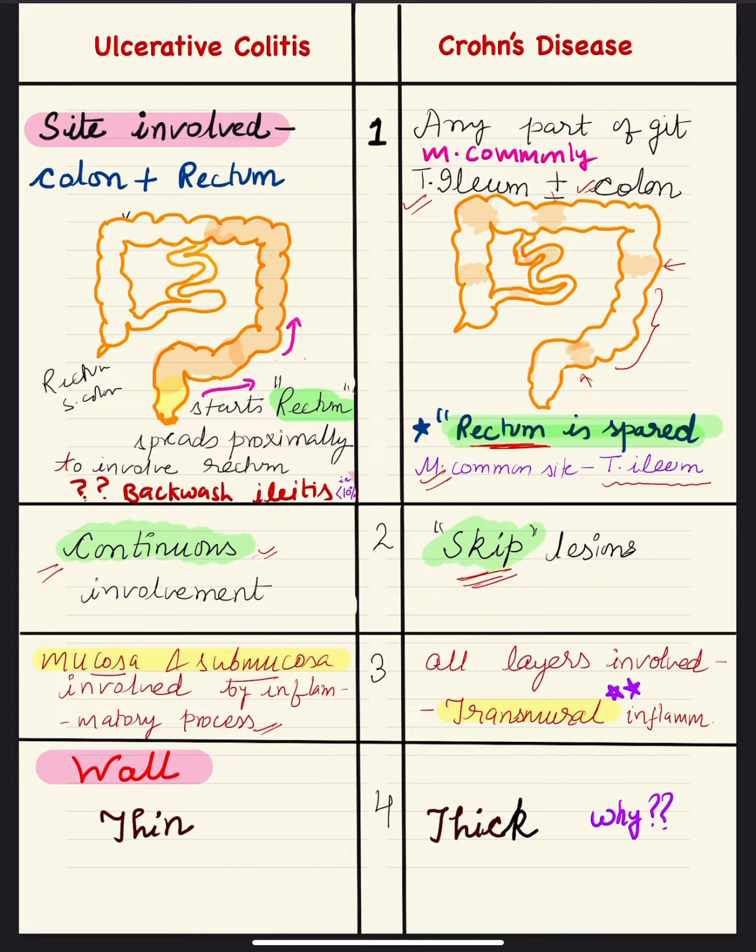Another important difference is that in ulcerative colitis, the inflammatory process involves the mucosa and submucosa, while in Crohn's disease, all the layers are involved: mucosa, submucosa, muscle layer and serosa. That inflammation is known as transmural inflammation. Since the inflammation in Crohn's disease is transmural, there is ongoing inflammation in all the layers, and then they heal by fibrosis. So the wall is thickened in Crohn's disease, while in ulcerative colitis, since it involves only the mucosa and submucosa, the wall is generally thin.